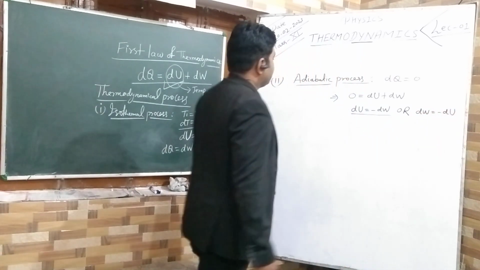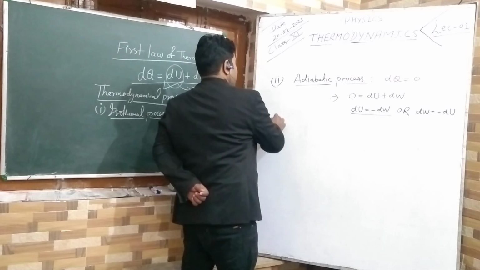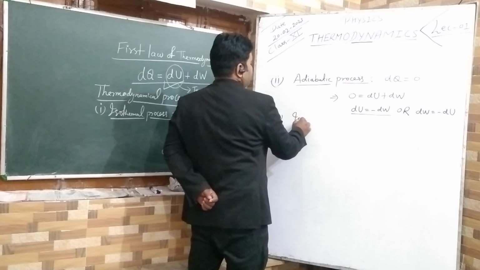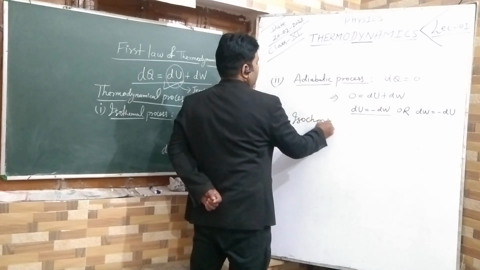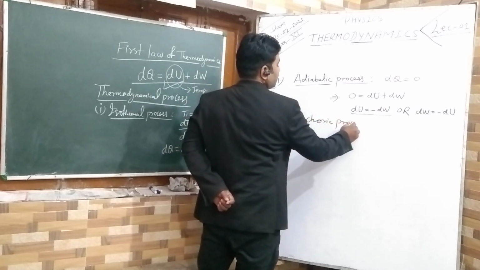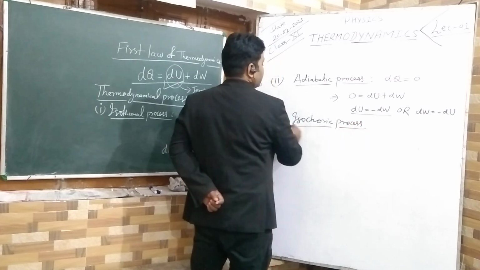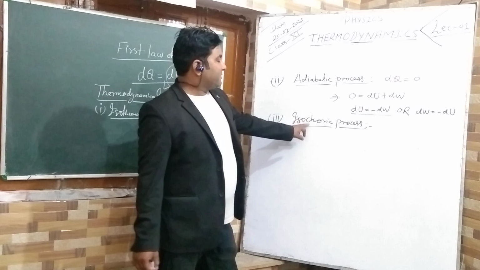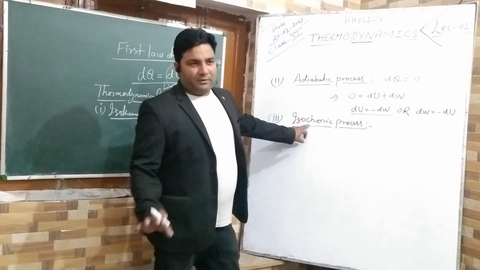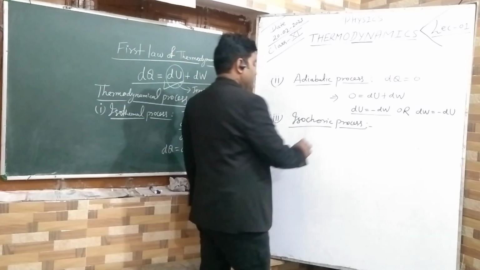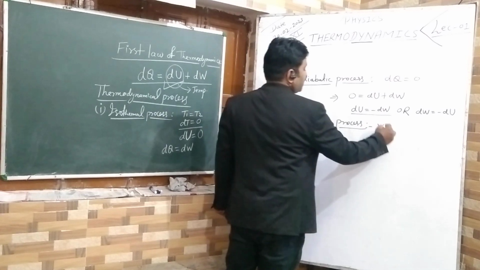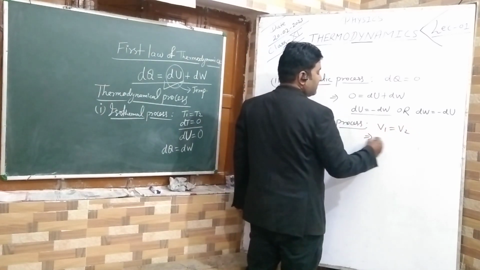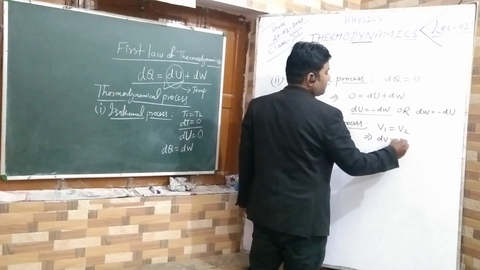Here, the next one is, after this adiabatic, the isochoric process. In the isochoric process, isochoric means same volume. There is no change in volume. It means V1 is equal to V2. I will say that dV is equal to 0.